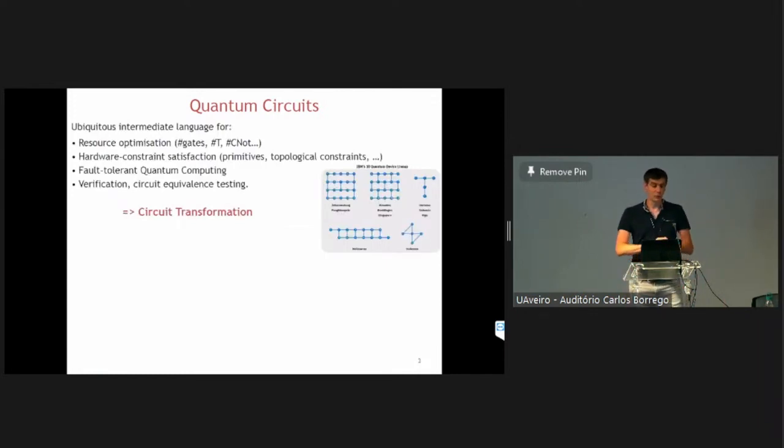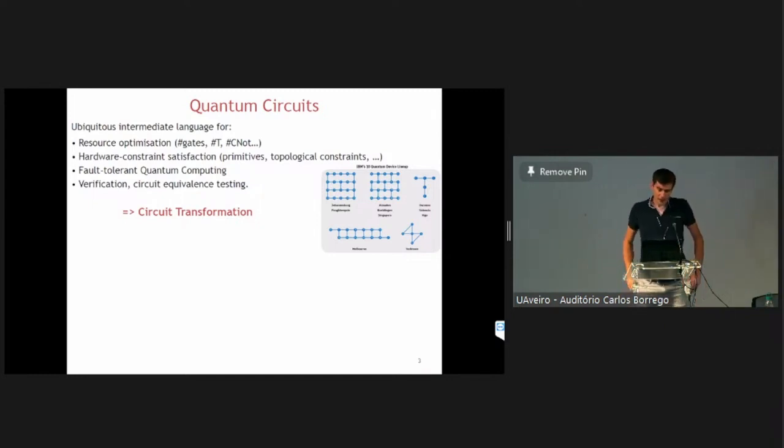In general, once you have a quantum circuit, you often want to transform it in order to do resource optimization. We have seen in the previous talks various examples of circuit transformations: for resource optimization, for satisfying hardware constraints, or to make the circuit fault tolerant, or just to show that two circuits are equivalent, you can transform one into the other.